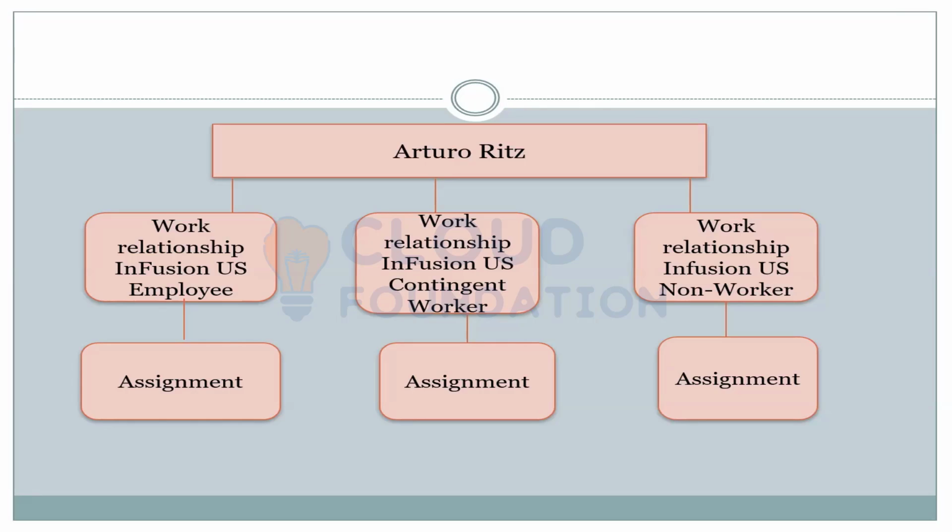So he's an employee, non-worker, and a contingent worker? No, he cannot be three things at the same time. If he is employed as an employee, he holds one assignment. If he is a contingent worker, he holds a second assignment. If he is a non-worker, he holds a different assignment. So this is an example of how a person can be treated in a work relationship as an employee, a contingent worker, or a non-worker.